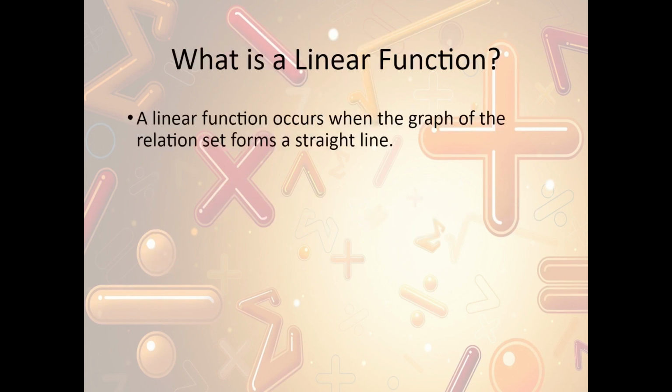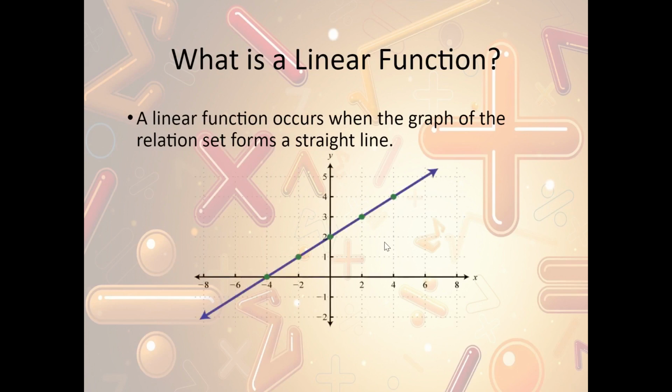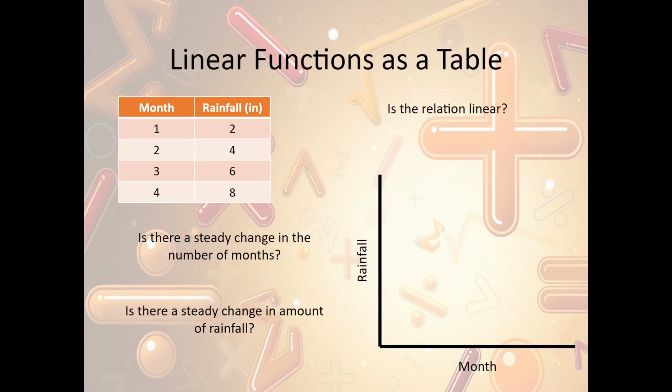Now, first of all, what is a linear function? A linear function occurs when the graph of a relation set forms a straight line. So when we plot the points, if it forms a straight line like this, that means it is a linear function. Now, what does a linear function look like as a table?